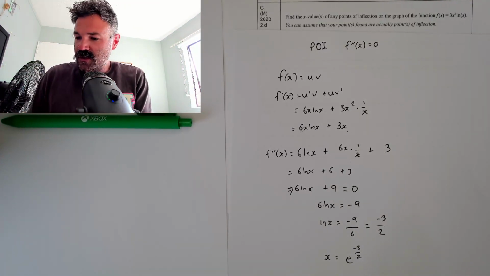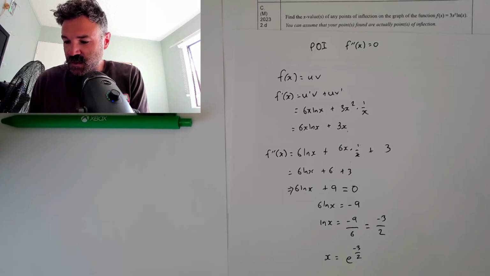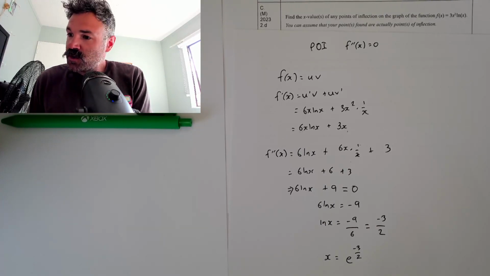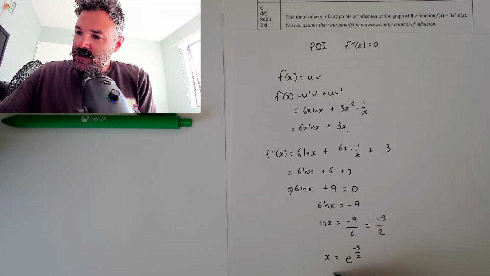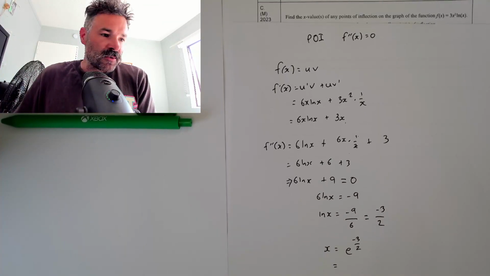They accept either the exact form, which is what we've got written here, or you could put e to the negative 1.5, which is roughly 0.223.